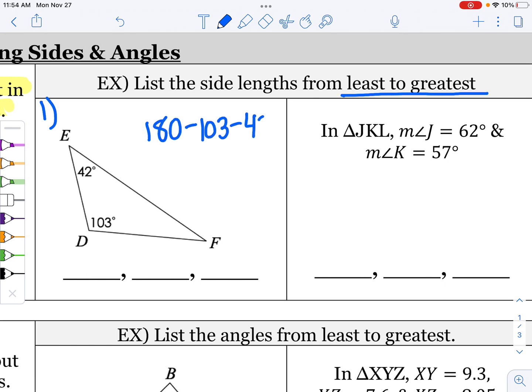So 180 minus 103 minus 42. I take my budget of 180 for a triangle and subtract off what I've already spent. So that's going to be a total of 35 degrees left. So make sure you have all three angles, and now we can compare them.